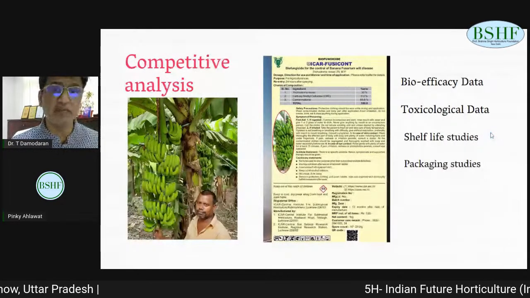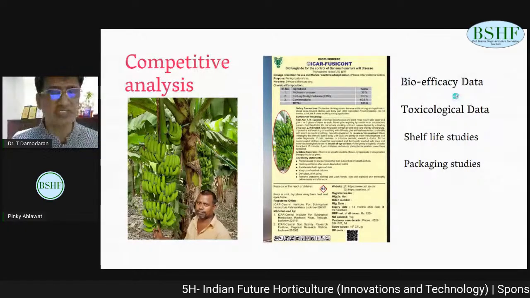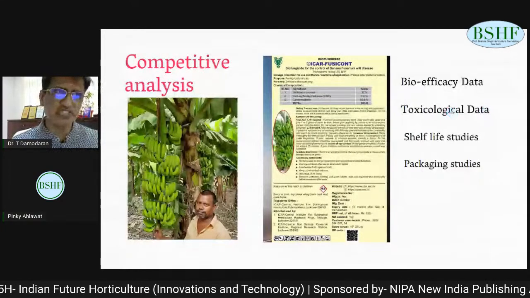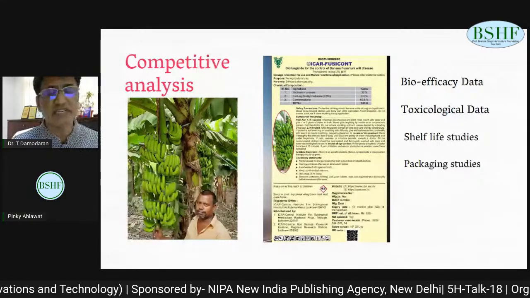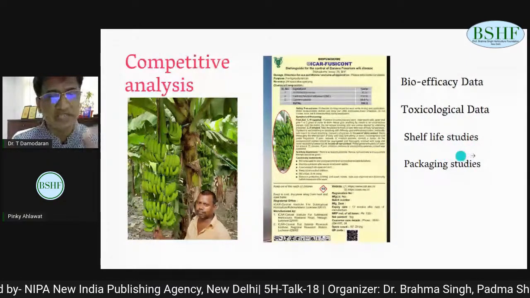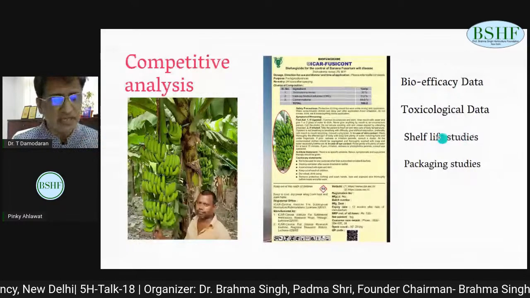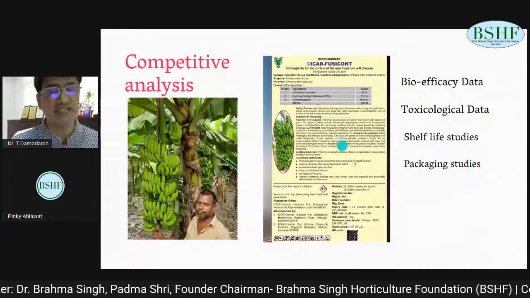So we went for bioefficacy data with multi-location trials. We went for generation of toxicological data because we are handling a biological product. It should not have any toxicology to humans, to aquaculture and the ecosystem. And third is the shelf life studies, because this is where each and every product fails. Our product sustains because of the large and proven shelf life. That is very important to maintain the optimum load of the fungi there. And packaging studies are also very important.